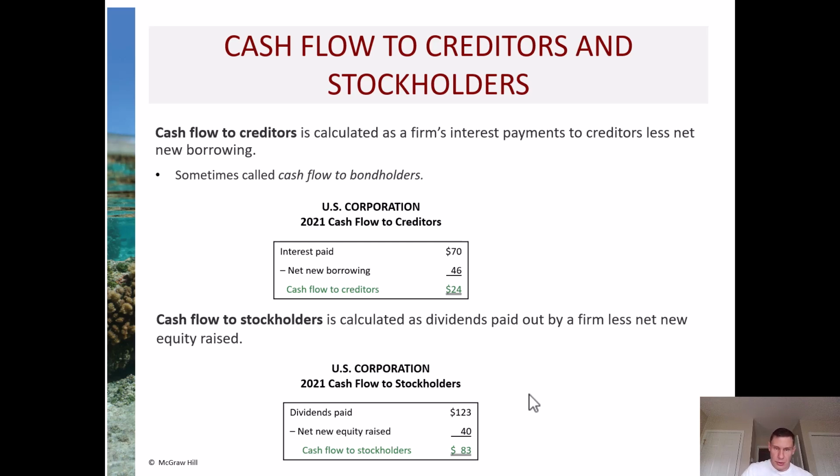Now, cash flow to stockholders is calculated as dividends paid out by a firm less net new equity raised. In this example, 123 dividends paid minus 40 for net new equity raised gives us cash flow to stockholders of 83.